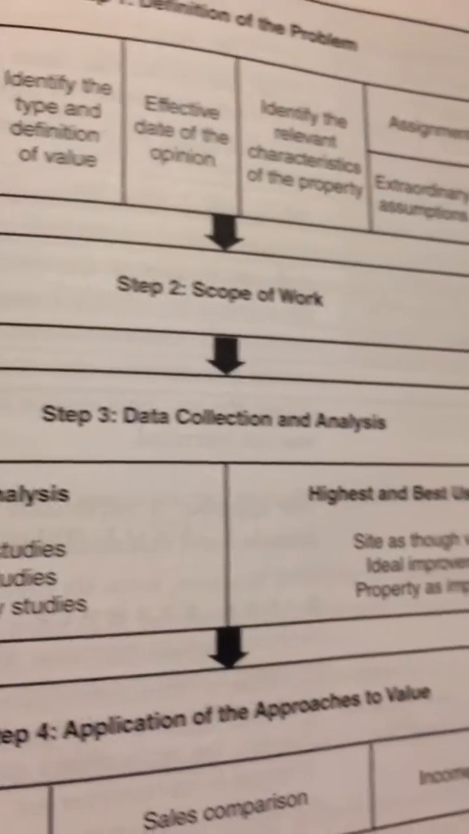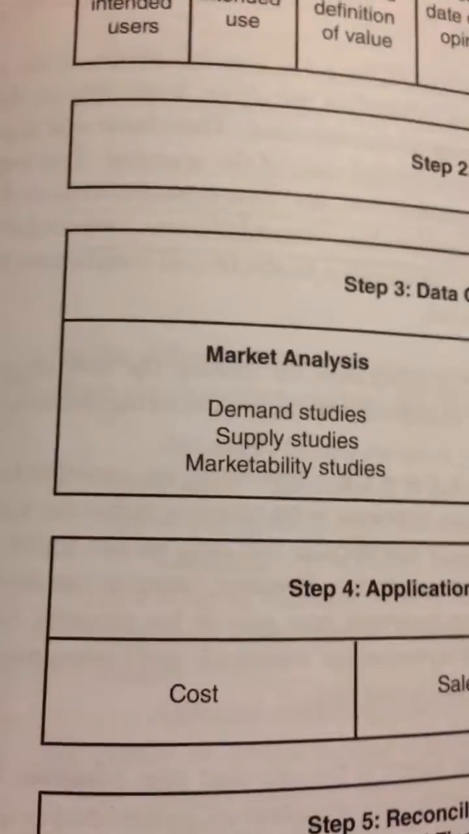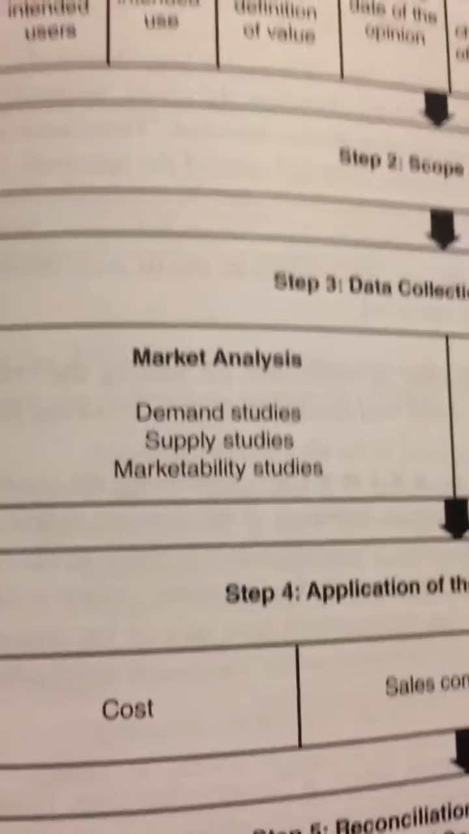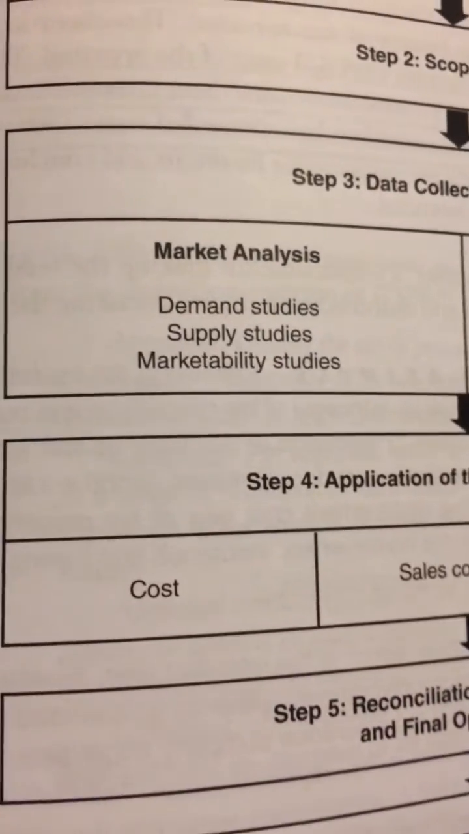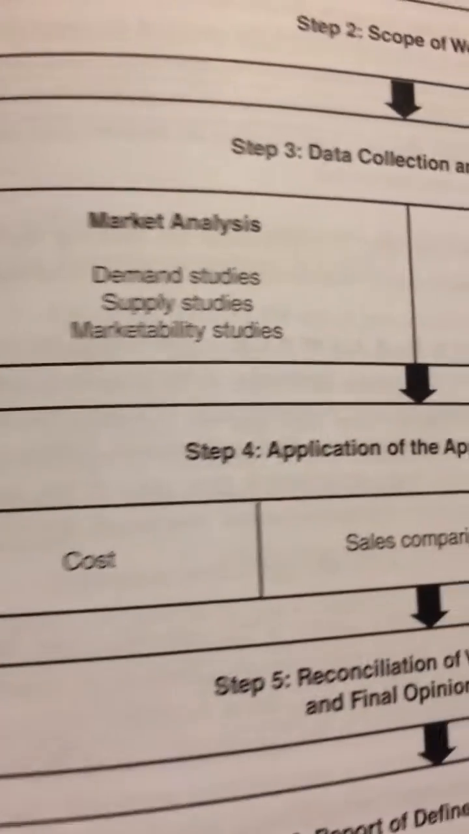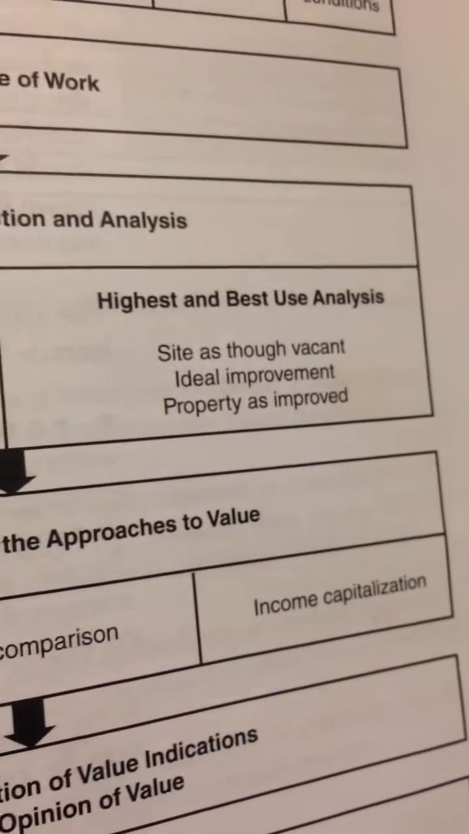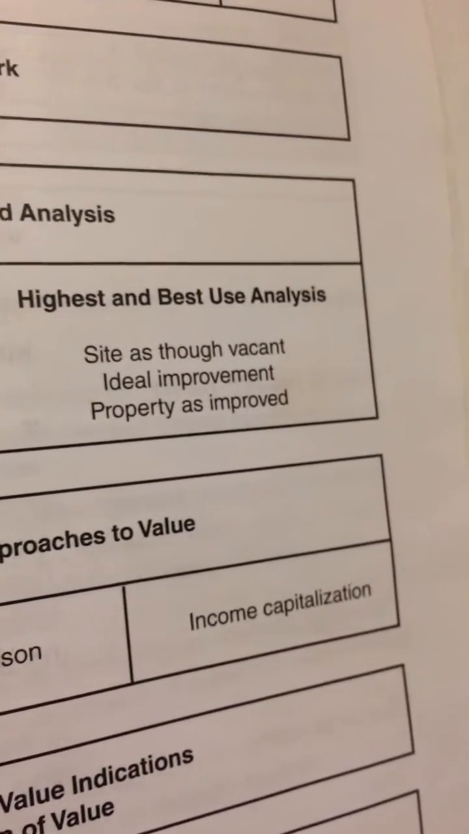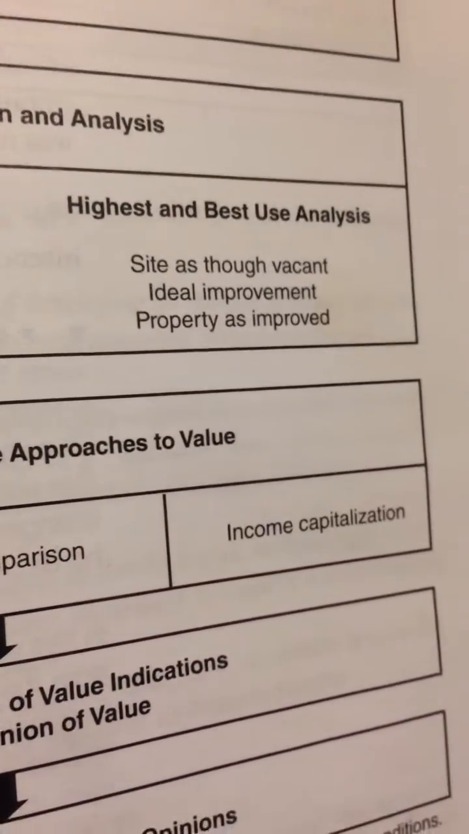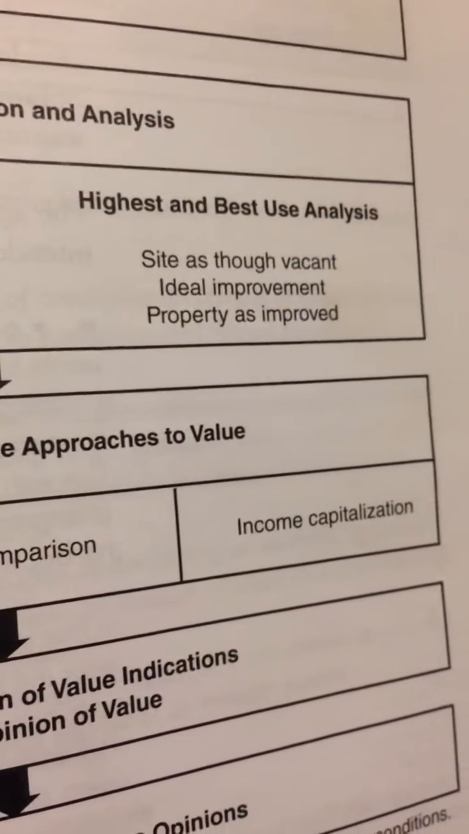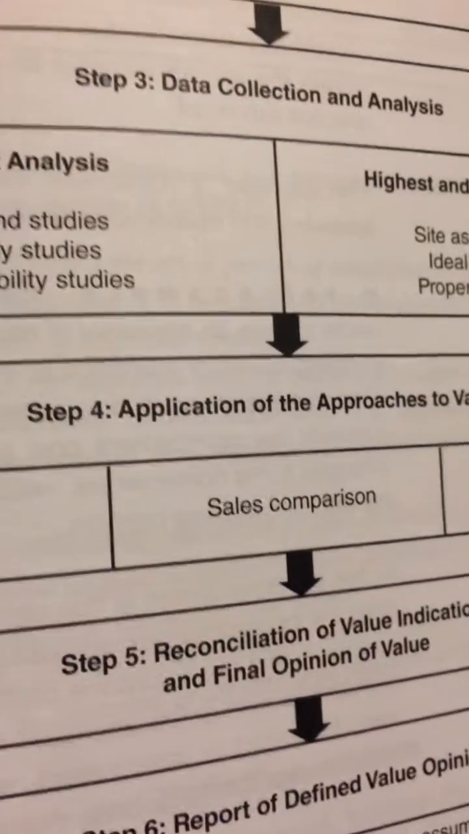Underneath that, step 3, data collection and analysis, which is made up of a market analysis, demand studies, supply studies, marketability studies, and on the other side, it's highest and best use analysis. Site as though vacant, ideal improvement, property as improved.